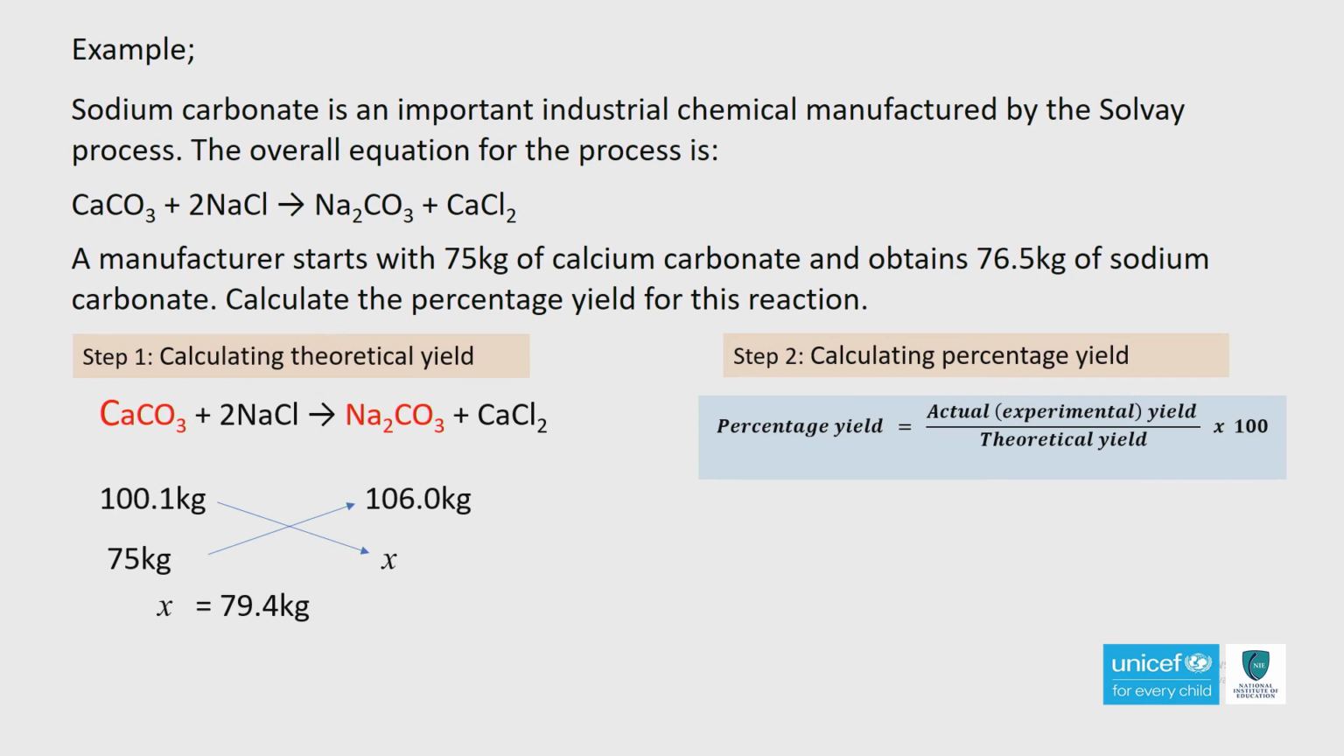Percentage yield is actual over theoretical times 100. So the actual is the amount given in the question, which is 76.5, and the theoretical yield that you have calculated is 79.4, multiplied by 100. So we are getting a percentage yield of 96.3%. That means that's quite a high yield, and this process is actually an efficient process to produce sodium carbonate.